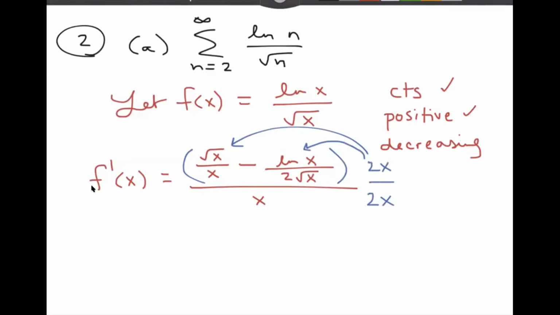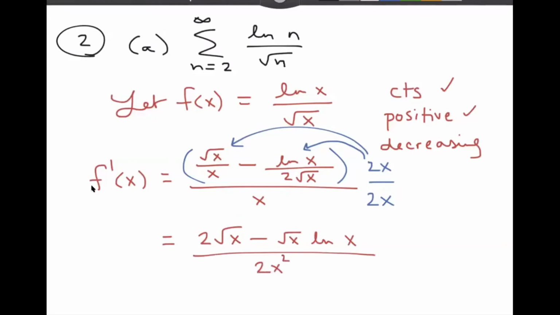Okay, so in the first term, the x's are going to cancel and will just leave me with 2 square root of x. In the second term, the 2's will cancel and I can divide square root of x into x and get square root of x. So this is going to be x, square root of x times natural log x. And on the bottom, I'm going to have 2x squared.